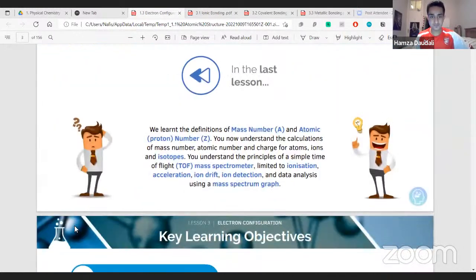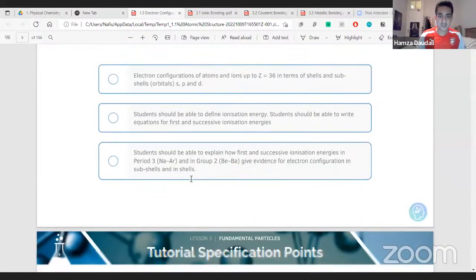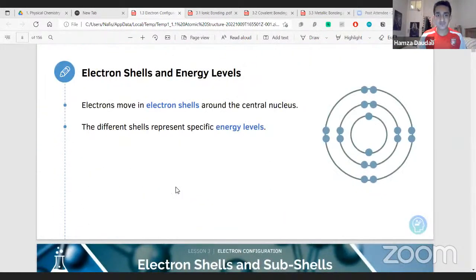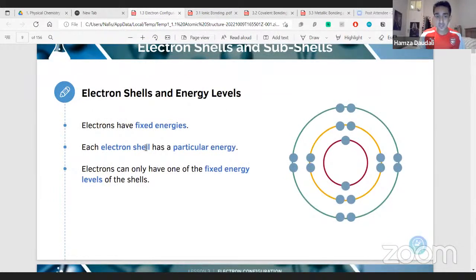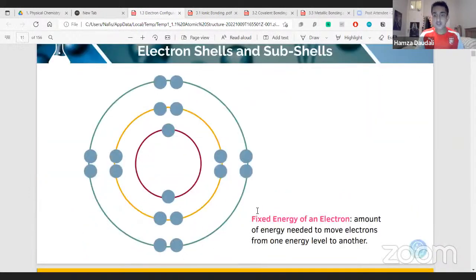Electron configuration. So electron shells, subshells, electron notations, electron configuration, periodic table, and ionization energies. We're going to talk quite a lot about this now. In GCSE, you were taught this 2,8,8,2 structure, and we're going to break that down even further. Electrons move in shells around the central nucleus. The shells represent different energy levels. But within those shells, they can break down into different subshells. The fixed energy of an electron is the amount of energy needed to move electrons from one energy level to another.